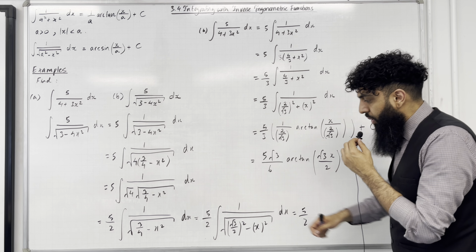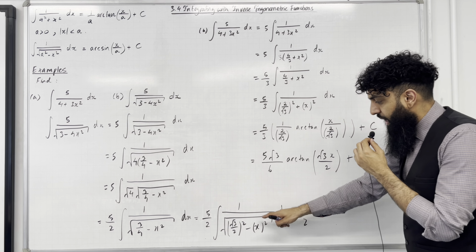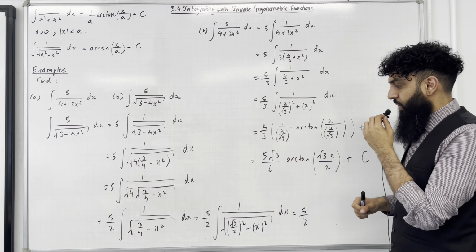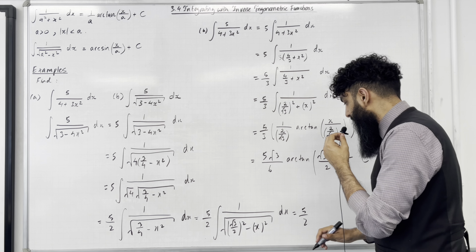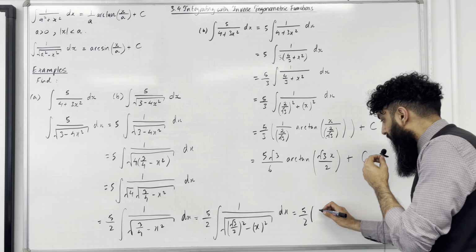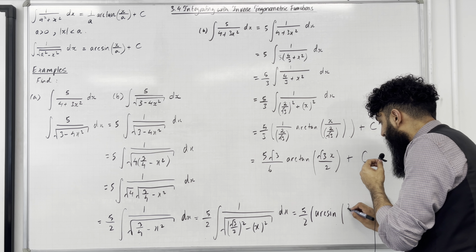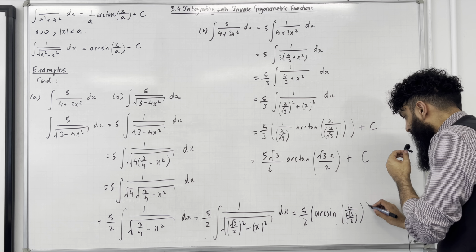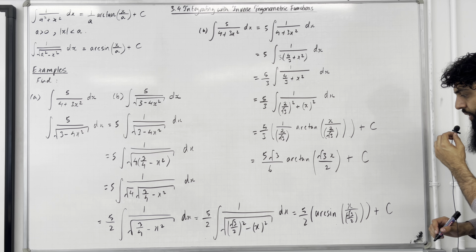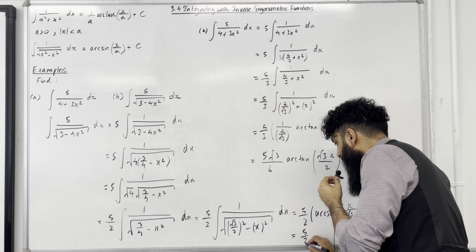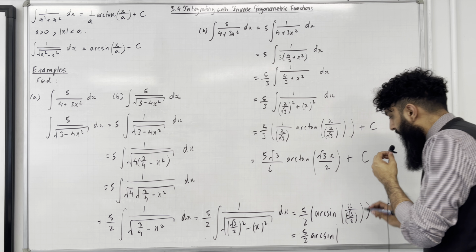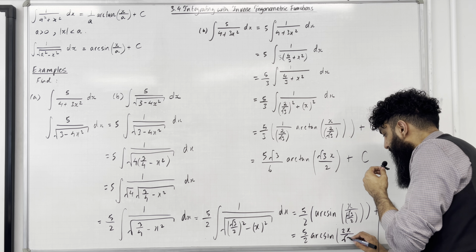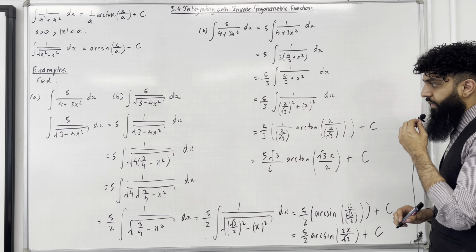Notice that 1 over square root of 3 over 2 in bracket squared minus x in bracket squared is of the form 1 over square root a squared minus x squared. So this will integrate to arc sine of x over square root 3 over 2, plus c, the constant of integration. So this is equal to 5 over 2 arc sine of x divided by square root 3 over 2, which is 2x over square root 3, plus c, the constant of integration.